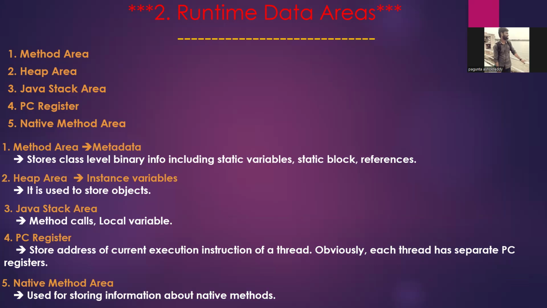Then the fifth one is the native method area. What is the use of the native method area? It is used for storing information about native methods. These native methods are written in the C++ language, but we cannot write them in core Java. What is the native method area? Used for storing information about native methods.